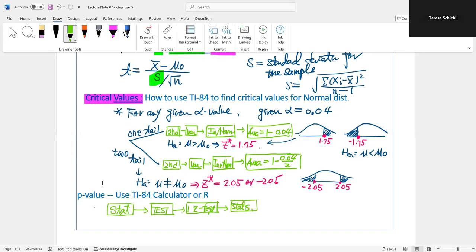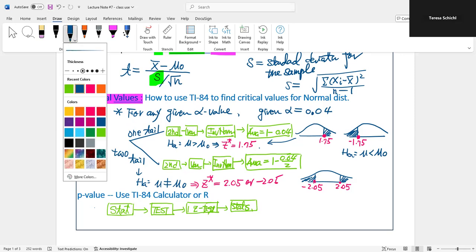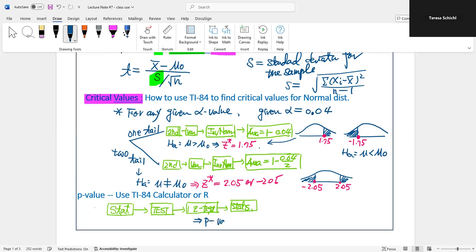All right. So now after you do that, just like we did with the population, they will give you the test statistic, and they will give you the p-value. Okay, so the p-value will be given after you run the program. Correct?